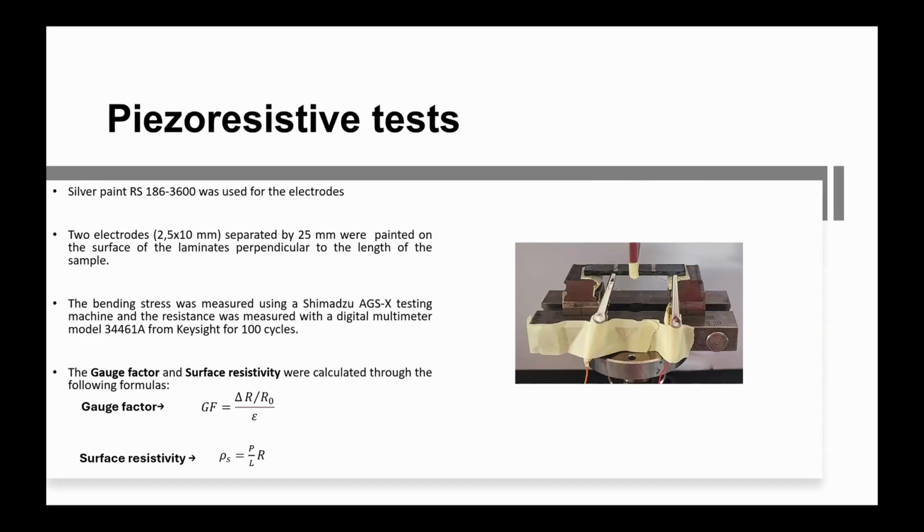For the piezoresistive tests, we used silver paint to paint the electrodes. These electrodes had a size of 2.5 by 10 and were separated from each other by 25 millimeters and were painted on the surface of our sample, on the top and on the bottom. To perform the piezoresistive tests, we applied the load using the same equipment used in the bending tests, and we measured the resistance through a digital multimeter. After these tests, we also determined the gauge factor and the surface resistivity through the formulas presented here.